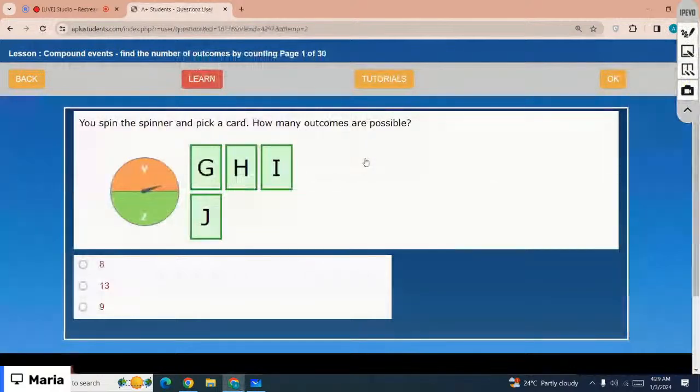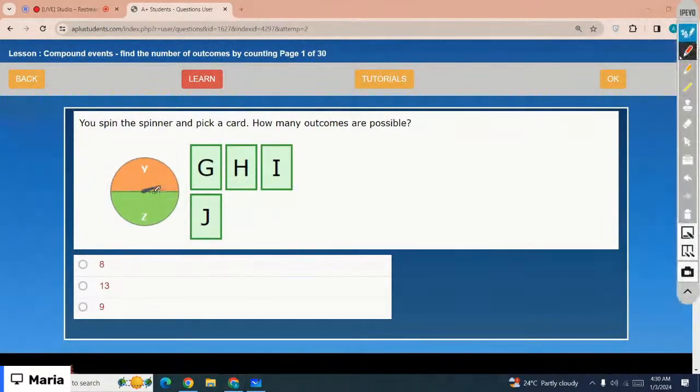You spin the spinner and pick a card. How many outcomes are possible? So, which is the correct option? And you have only two outcomes. For this event, you have four outcomes. So, the correct option is the total event. The total outcomes these events have is 2 times 4 equals 8. That means these events have 8 outcomes. Got it? So, the correct option is 8.